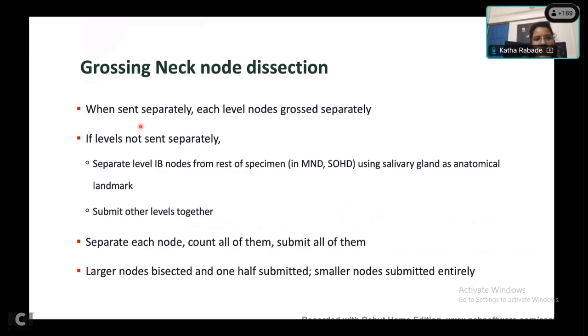For neck node grossing, when the level of the nodes are sent separately, we need to gross them separately. If they are not sent separately, then we separate the level 1B node from the specimen by using salivary gland, that is submandibular gland, as an anatomical landmark, and then submit all the levels together. Each node is separated from the fat, and all of them are counted and submitted. In case of larger nodes, if they are grossly metastatic, then one half may be submitted. If they are grossly negative, then both the halves need to be submitted. Smaller nodes can be submitted entirely.